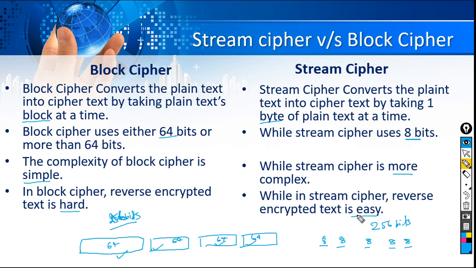So this was all about the difference between a block cipher and a stream cipher. A block cipher applies the encryption and decryption process blockwise, by putting the data in blocks, whereas a stream cipher applies the encryption or decryption on each byte of the data.